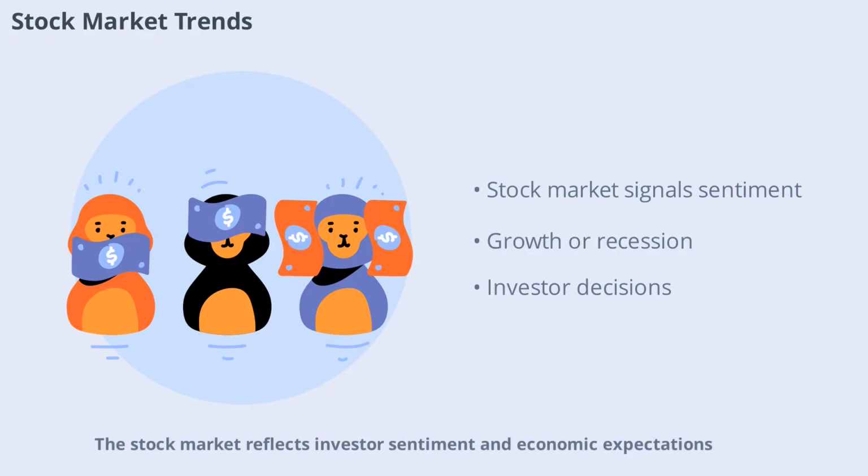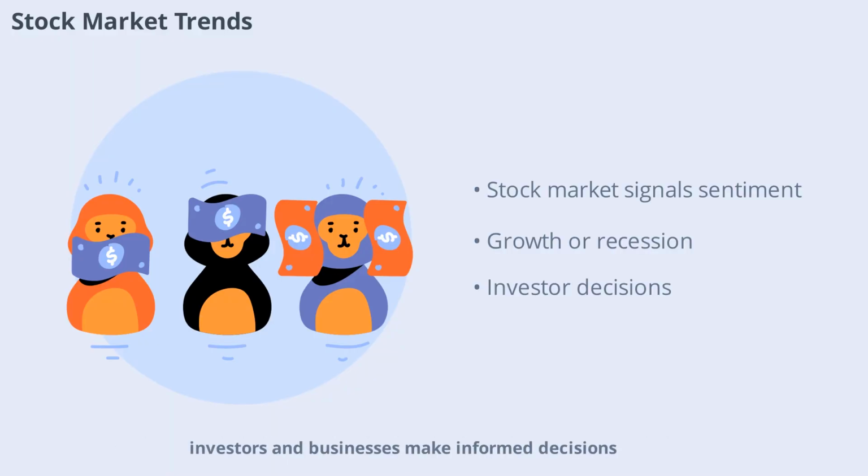Stock market reflects investor sentiment and economic expectations. Rising markets often signal optimism and growth, while falling markets can indicate uncertainty or recession. Stock trends are influenced by corporate earnings, global events, and economic indicators. Monitoring stock market movements helps investors and businesses make informed decisions.